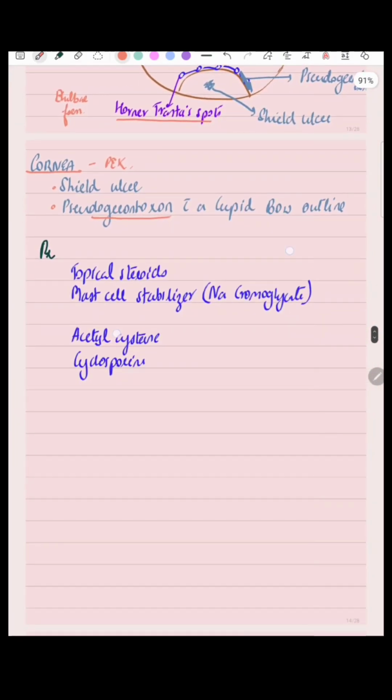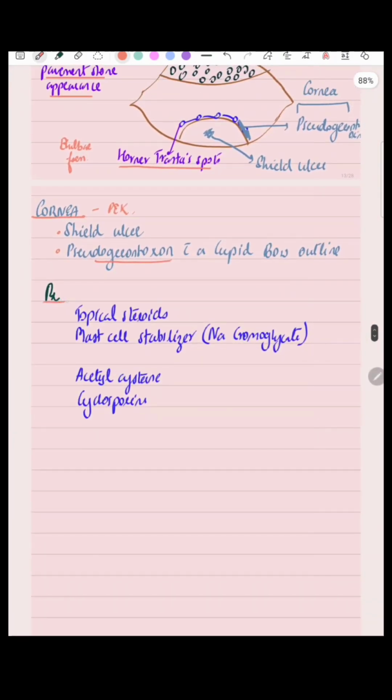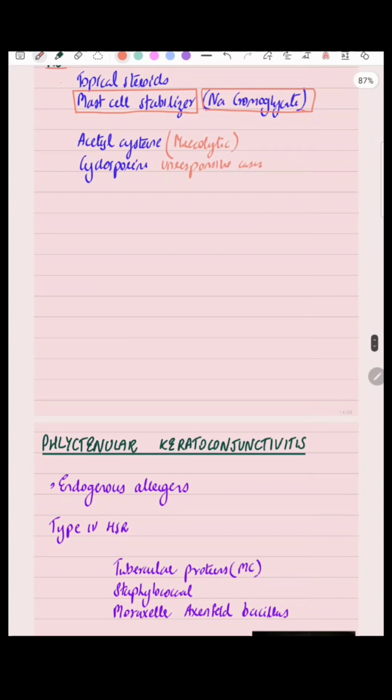Now, treatment of allergic conjunctivitis, spring catarrh, includes topical steroid and mast cell stabilizer, that is sodium cromoglycate, should be given. This is an important one. Then topical steroids. In severe cases, acetylcysteine, a mucolytic, can be given, and in unresponsive cases, cyclosporine can be given.